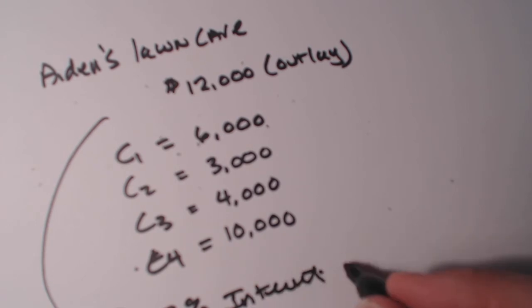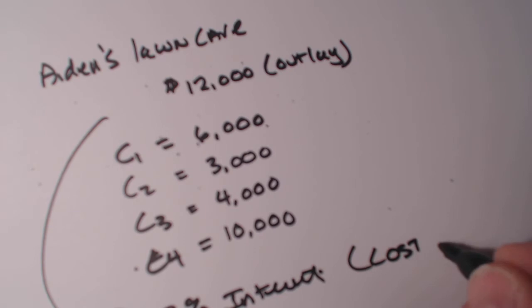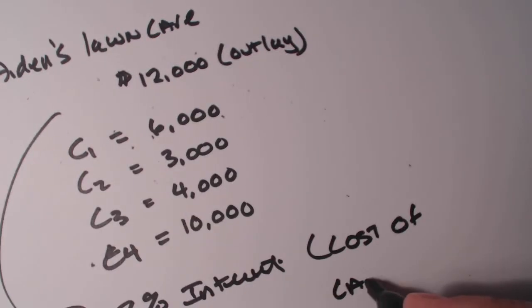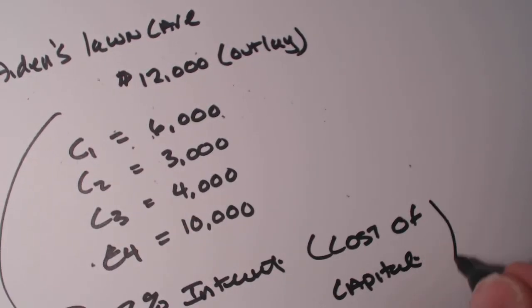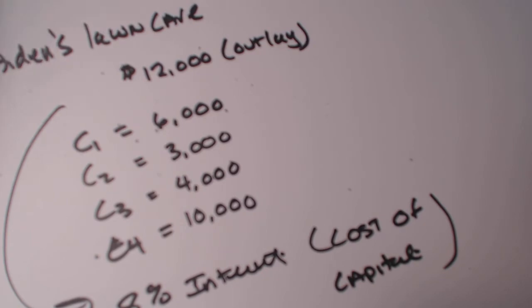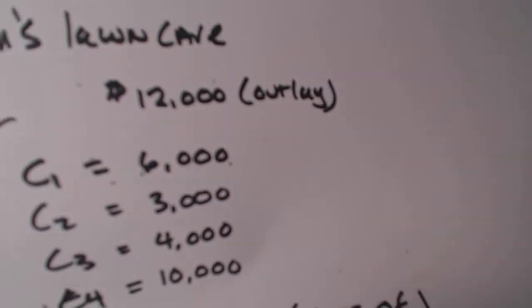So this interest is also known as the cost of capital. So he's got an 8% cost of capital. Well, what we need to do is figure out what the NPV will be after 4 years. If you follow along on example 10.3, we are going to see if this project should be undertaken.